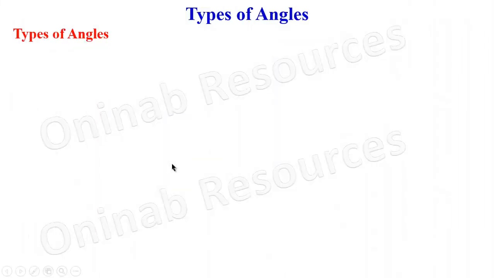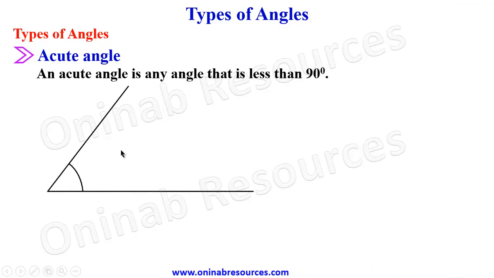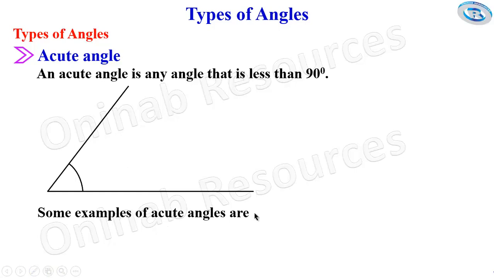So the next is acute angle. An acute angle is any angle that is less than 90 degrees. So we have it in the diagram here. Here it is less than 90 degrees. So examples of acute angles are 9 degrees, 12 degrees, 26 degrees, 89 degrees, and so on.